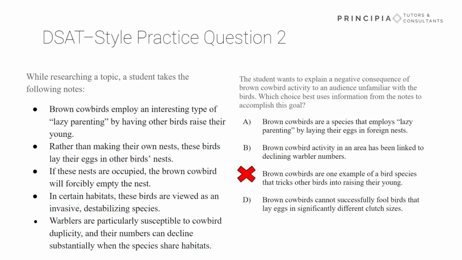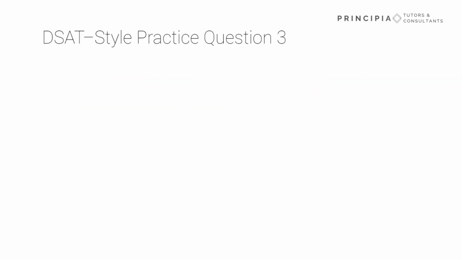If we look at D, brown cowbirds cannot successfully fool birds that lay eggs in different clutch sizes. Well, this information is maybe tangentially related to the student's notes, but we'd have to infer well beyond the scope of this, especially if you're an unfamiliar audience. Nothing here is really stating how many eggs are laid by either species, so we've got to get rid of it. Now between A and B, B clearly provides an example of activity linking to the stated goal and a negative consequence, which means we can finally eliminate A confidently. There you have it.